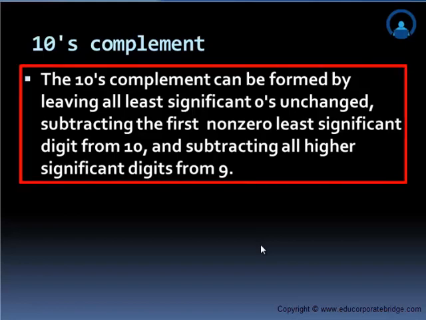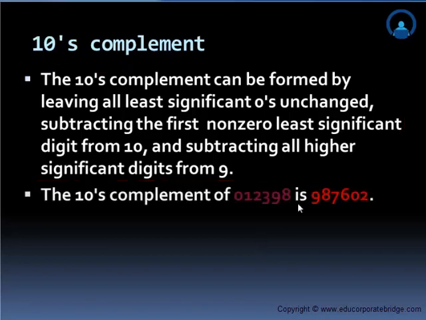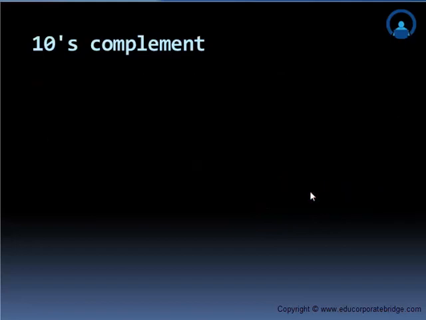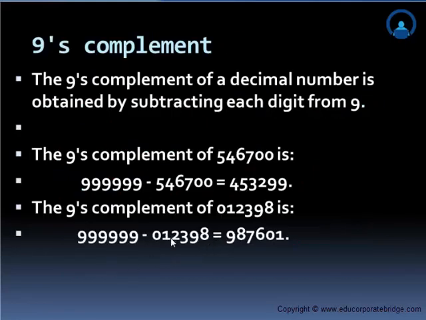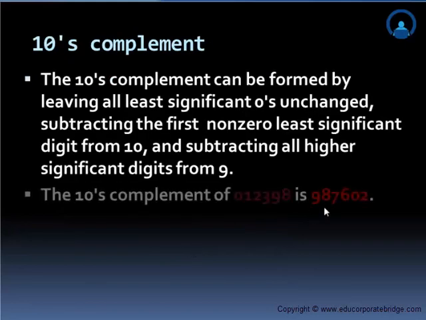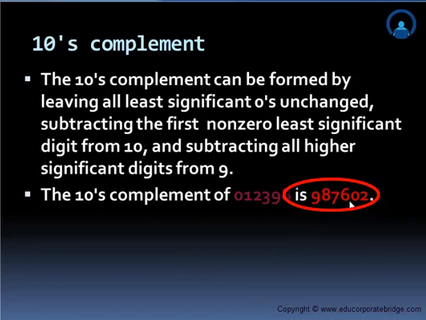The 10th complement can be formed by leaving all the least significant zeros unchanged, subtracting the first non-zero least significant digit from 10, and subtracting the higher significant digits from 9. Okay, for 012398, the 10th complement of the number is 987602. As we can see from the previous 9th complement of 012398, the 9th complement was 987601. Similarly, for this number, the 10th complement is 987602.